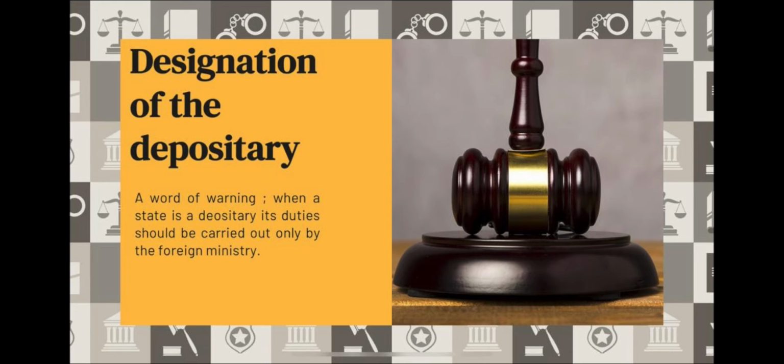In Article 76, number 1, the designation of a depository may be made by the negotiating states either in the treaty or in some other manner. The depository may be one state, or very occasionally two or more, an international organization, or its chief administrative officer.